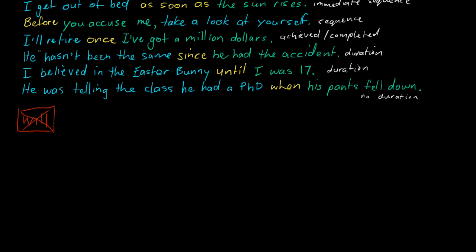People may make the error of saying I'll retire once I will have $1 million. So will does not go in the subordinate clause or the adverbial clause if you've already got your time expression. Just be careful where you place will. For example, if I was to say before you will accuse me, take a look at yourself, again it would be wrong. So watch out when you use will.